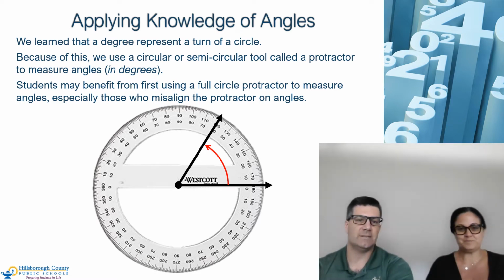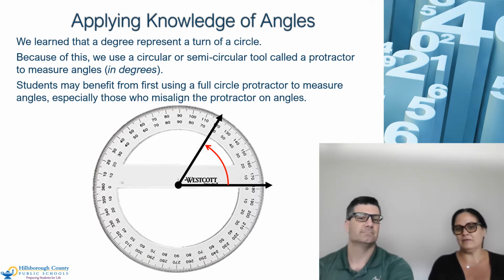Yeah, so a lot of students would benefit from first starting with that full circle protractor because you can really see now that that angle is a turn. And really, you could start anywhere on the circle, but we know that would make it difficult to find the total turn, so we want to start at that 0.